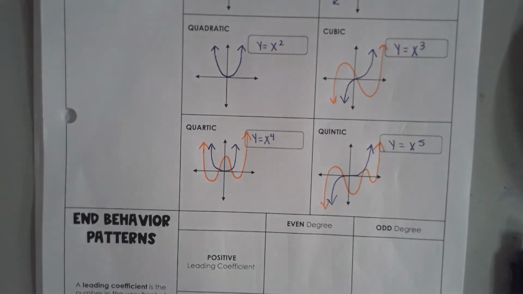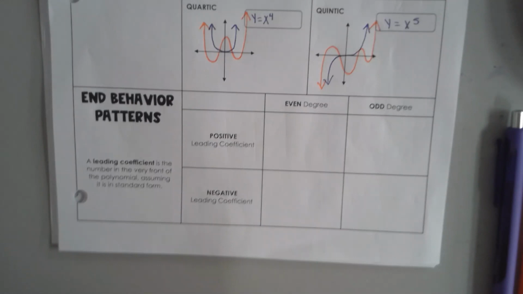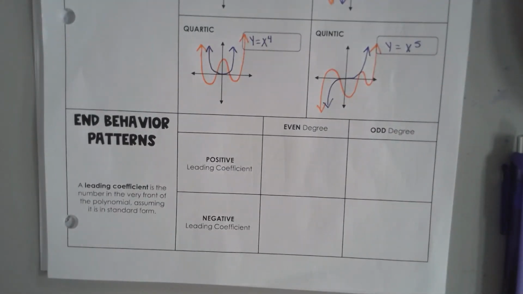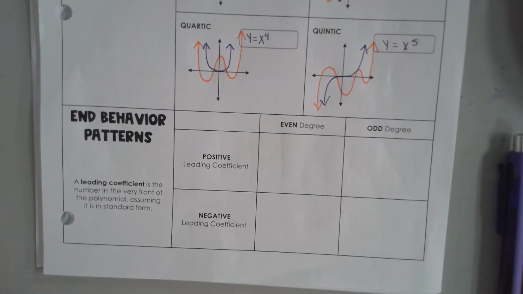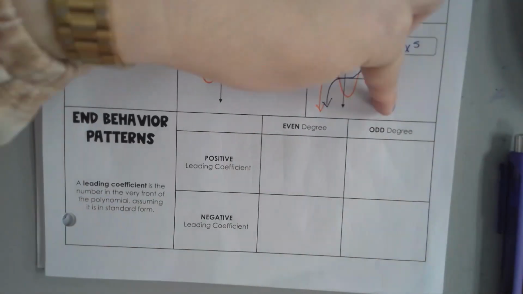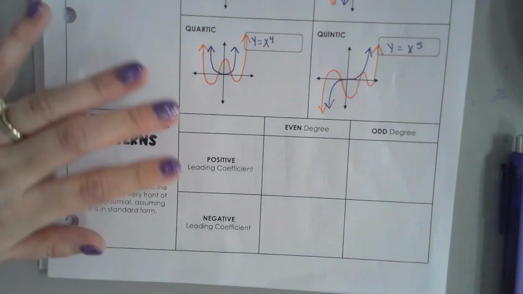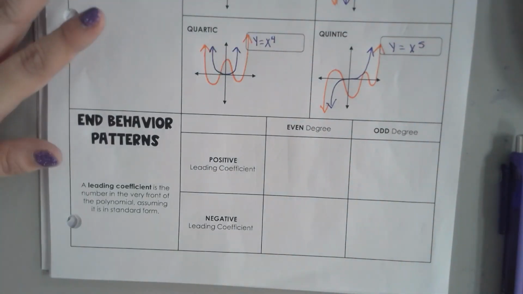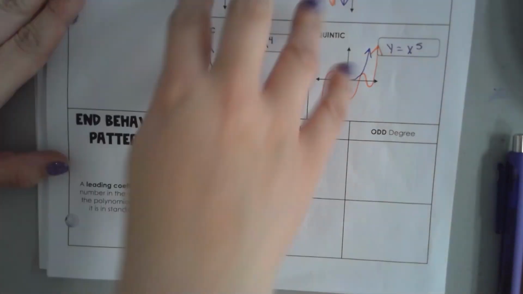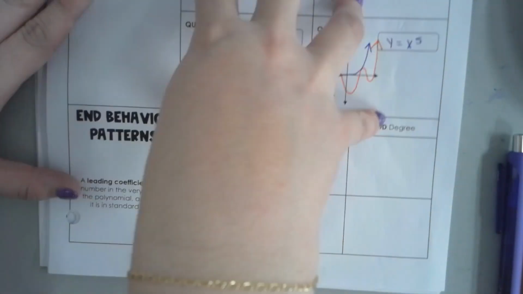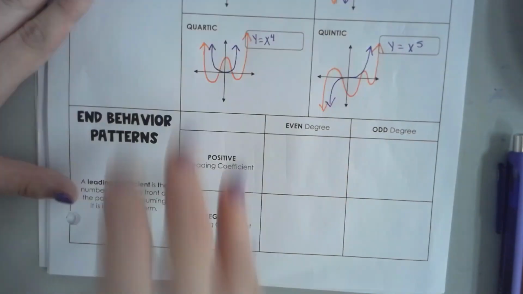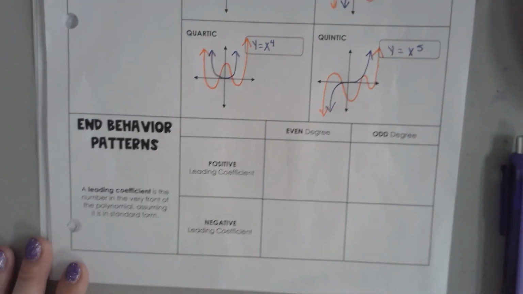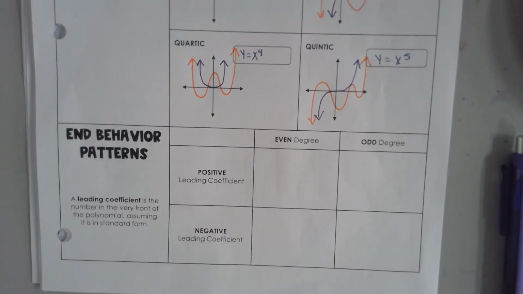The end behavior, the direction that the arrows are pointing, comes down to two things. It comes down to the degree, whether the degree is even or odd, and it also depends on whether the number in front is positive or negative. In all of these examples, we had a positive leading coefficient. We didn't see any negatives, but that will make the ends a little different.